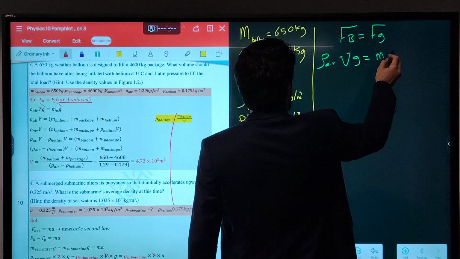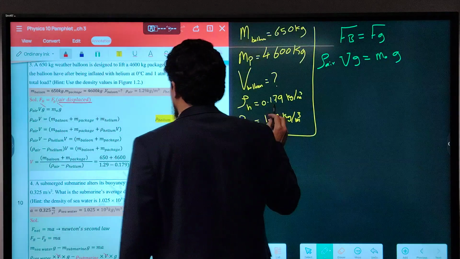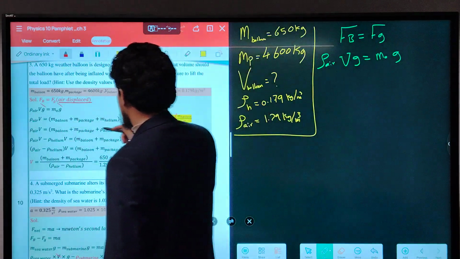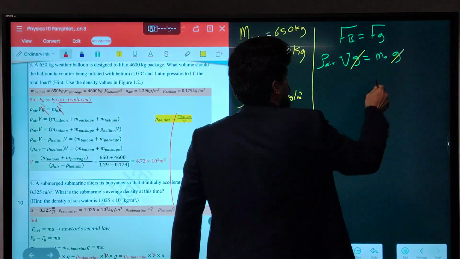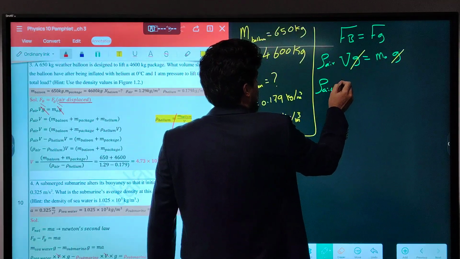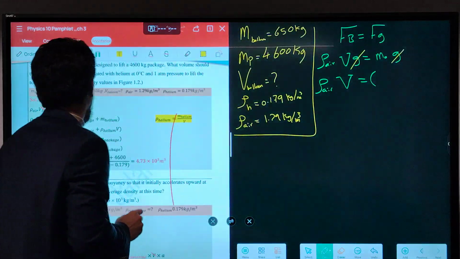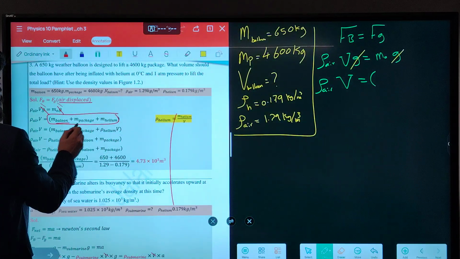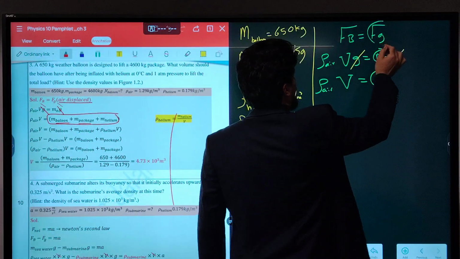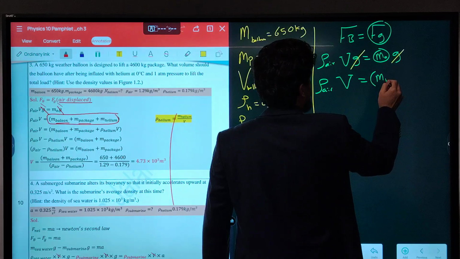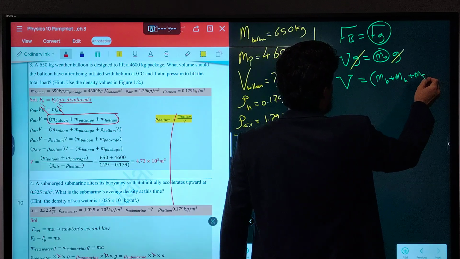And Fg is equal to what? M, the mass of the object, times gravity. So, the density of the air, look guys, in this case these two gravity will cancel each other. G with G cancel. What remains? The density of air times volume is equal to how many masses do we have? We have three masses: the mass of balloon, mass of package, and mass of helium. So we have to add up all masses for the gravitational force.